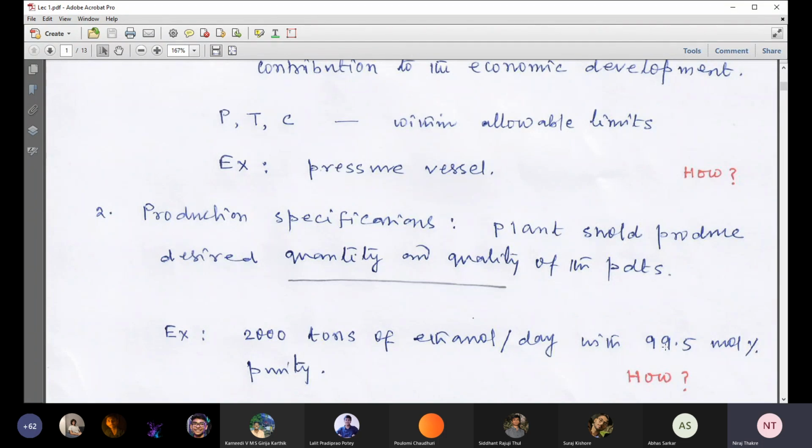Now, again, the question is how you can maintain this quantity on a daily basis and quality all the time. How can you maintain it? We'll take care of this.